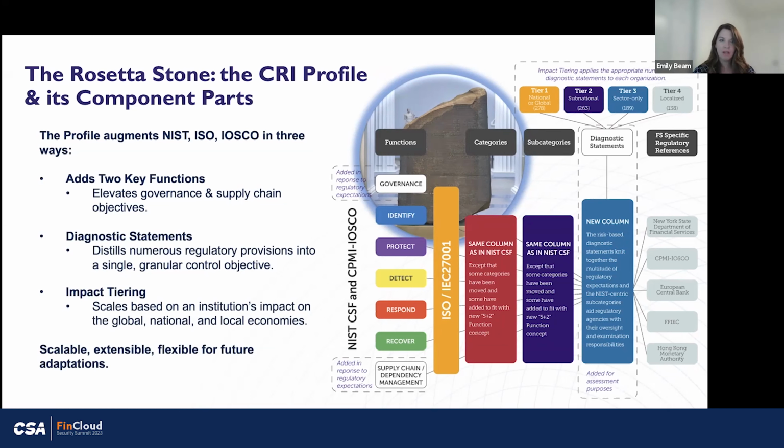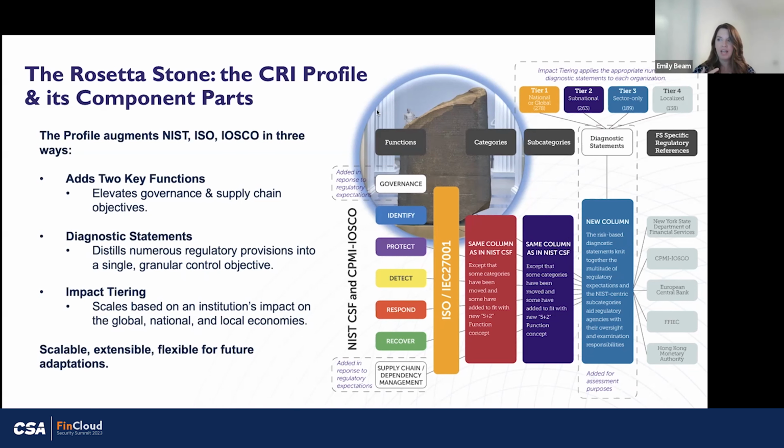So over the course of about 100 different working sessions with about 300 different experts from financial institutions and trade associations, the profile was developed. These working sessions resulted in a consensus to develop a common meta framework based on the NIST Cybersecurity Framework and heavily influenced by CPMI-IOSCO. So as you can see here on the right, there are 5 functions within the NIST CSF. You'll see those within the profile. And the functions, categories, and subcategories are largely the same as the NIST CSF.